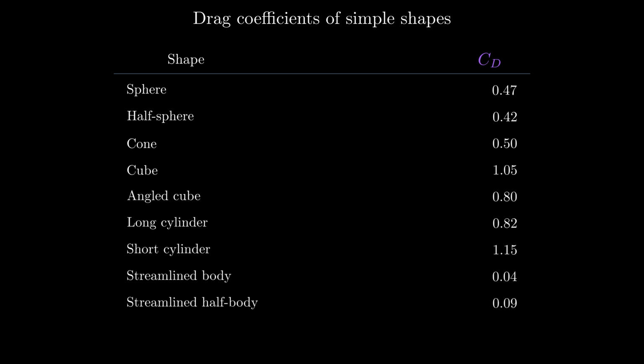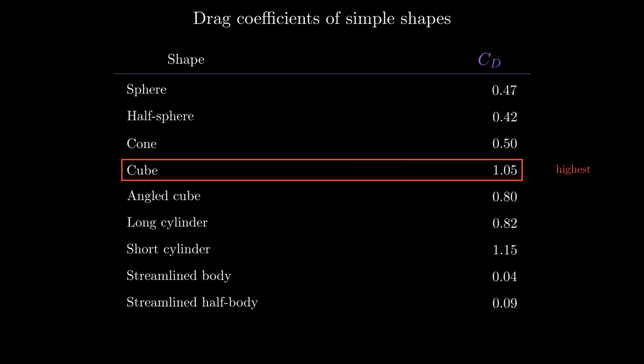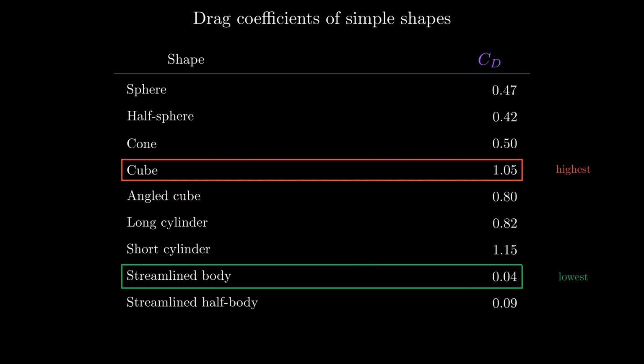A sphere comes in at about 0.47. A cube, blunt and flat-faced, is much higher, at about 1.05, more than double the sphere. Turn that cube edge on and it falls to 0.8, but look at the streamlined body, just 0.04, more than 20 times slicker than the cube. Shape alone can change the drag by more than a factor of 20.